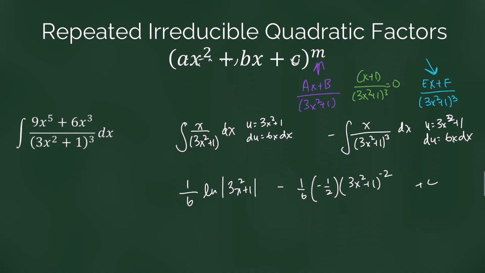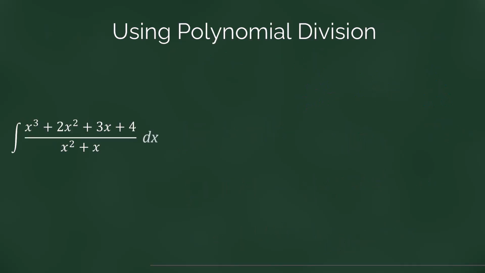We might want to write that a little more nicely. We'll get 1/6 the natural log of the absolute value of 3x squared plus 1 plus 1 over 12 times 3x squared plus 1 squared plus our constant c.